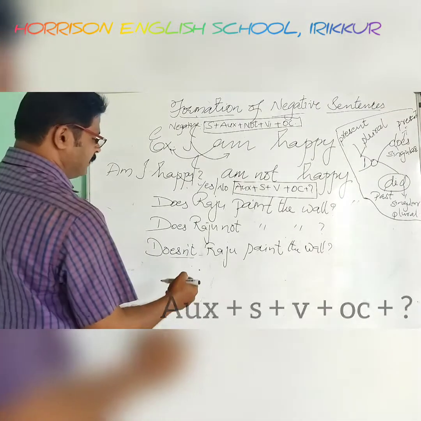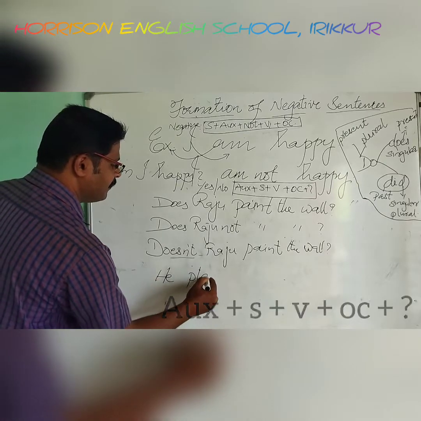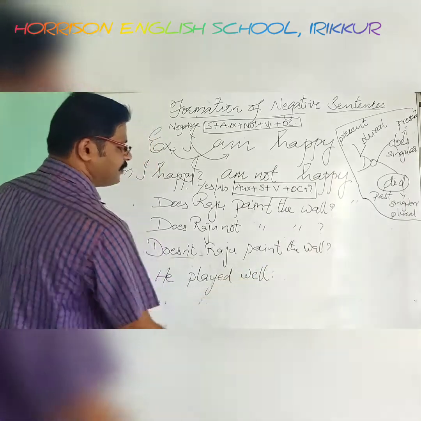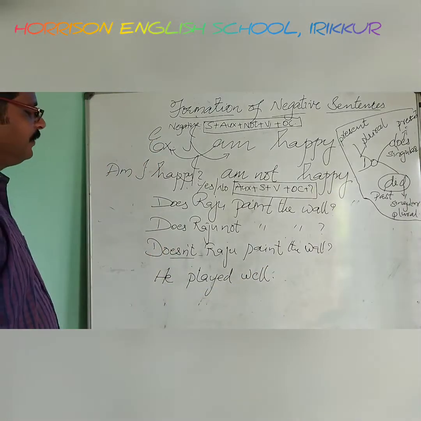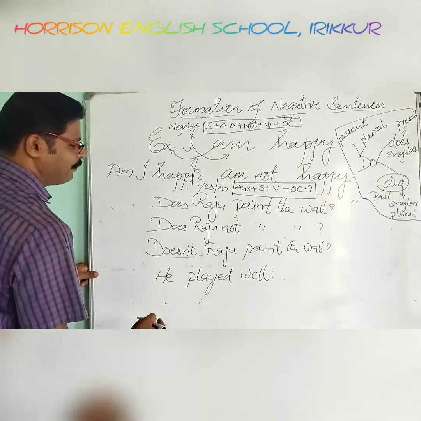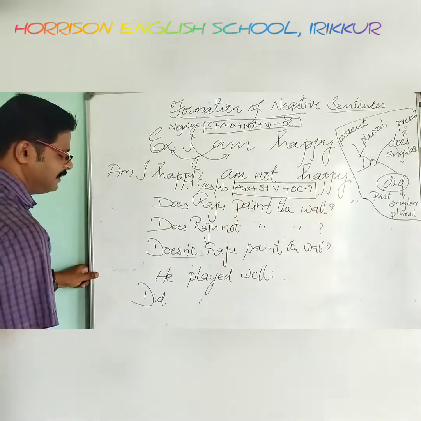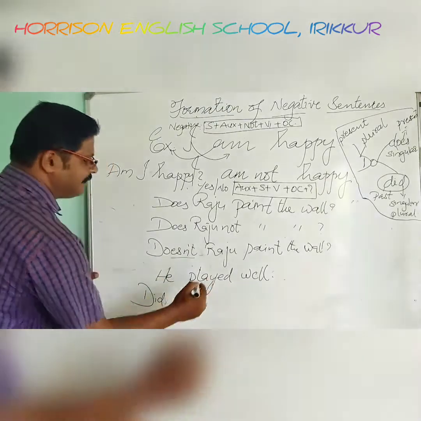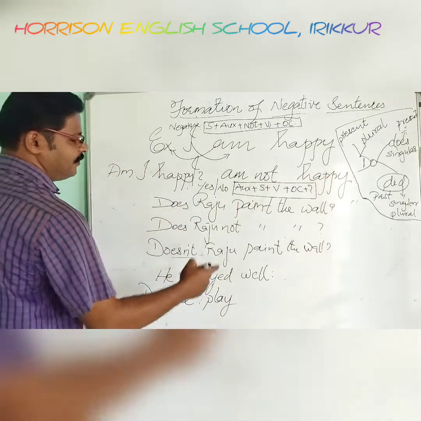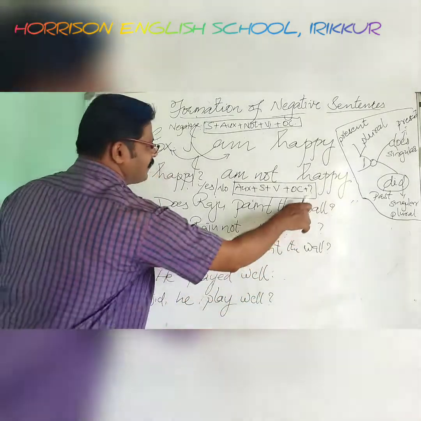In the last exercise we saw, he played well. How can you make it a yes or no question? Already we have found the auxiliary hidden here: did plus play is played. So we have to start the sentence with did, because the auxiliary verb is the first one. Did plus subject, did he, plus verb play. We have no object there. Complement is there. Did he play well? Plus question mark. Don't forget the question mark.